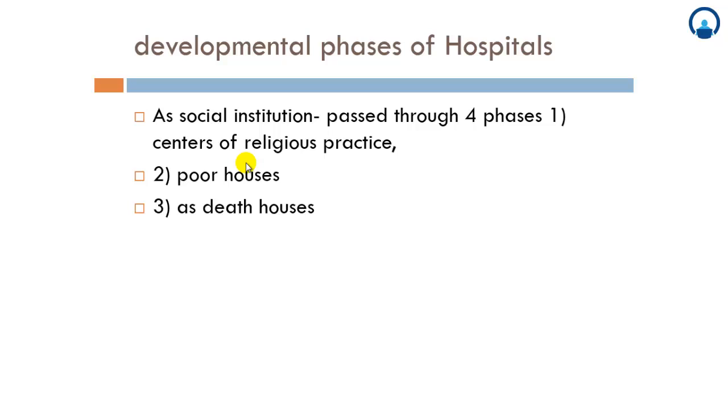This used to have a negative impact on the patient's recovery, because once the patient entered the hospital, he had in his mind that he was going to die. So in this phase hospitals were called death houses, because people used to live alone there. It was for those who were chronically ill with a bad prognosis, whose close relatives or family members were not willing to take care of them, so they were sent to such hospitals. That was the third phase of the hospital.